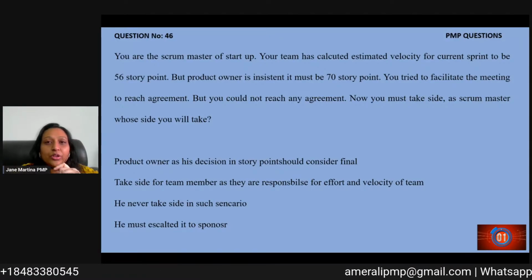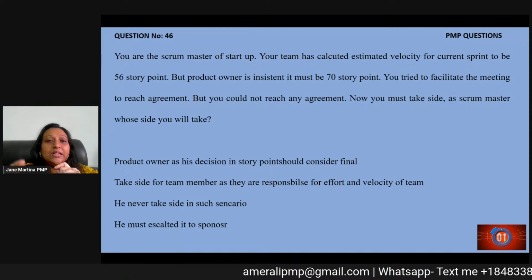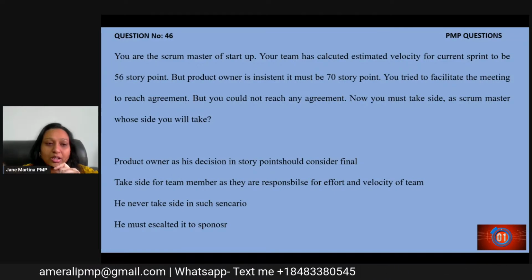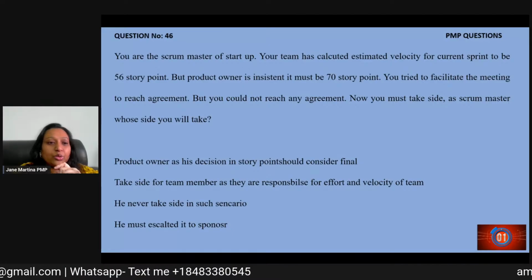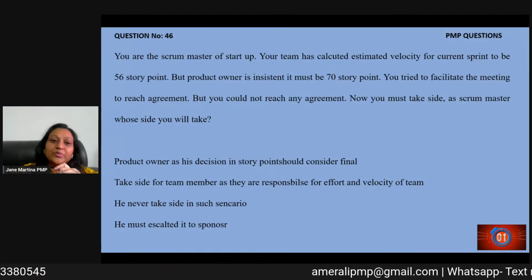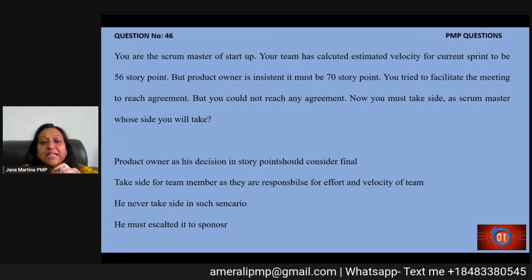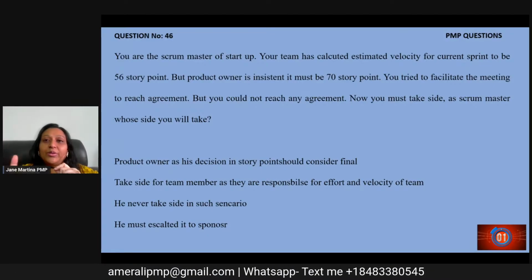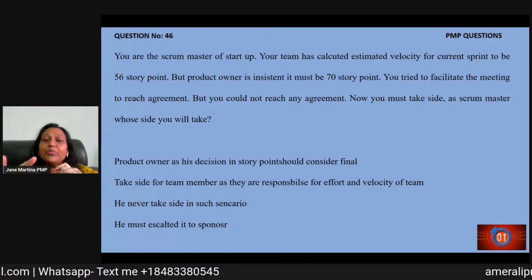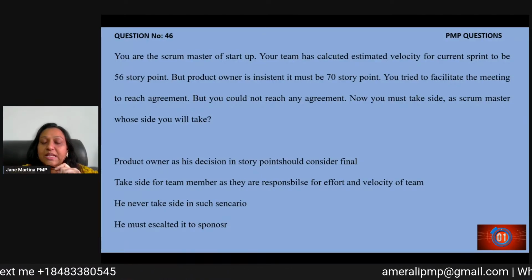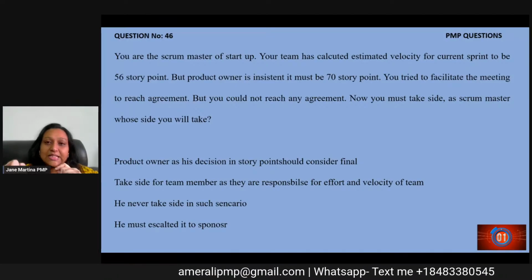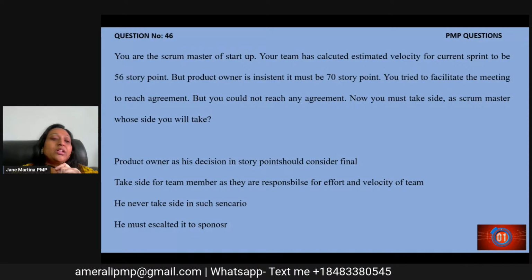And if you know that in agile, the team velocity is determined by the team who's actually doing the work. So when you go to the options, the product owner option is not right. You have to eliminate it because the team has to decide the velocity and they will be working according to the velocity. So option A is eliminated. Option B, take side for team members as they are responsible for effort and velocity of the team. Yes, this stands right. We need to eliminate C and D as well.